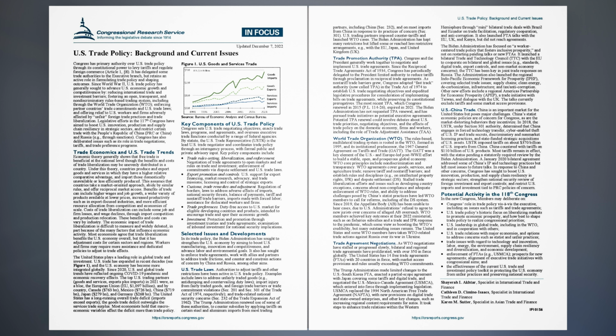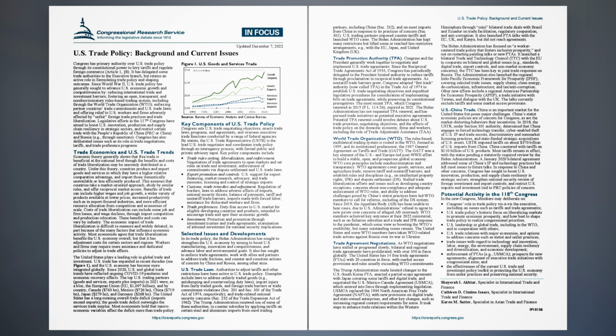Key components of U.S. trade policy. Congress sets U.S. trade negotiating objectives, enacts trade laws, programs, and agreements, and oversees executive trade functions conducted by a range of federal agencies. By statute, the U.S. Trade Representative, USTR, is the lead U.S. trade negotiator and coordinates trade policy through an interagency process, with formal public and private advisory input. Key policy components include trade rules setting, liberalization, and enforcement.